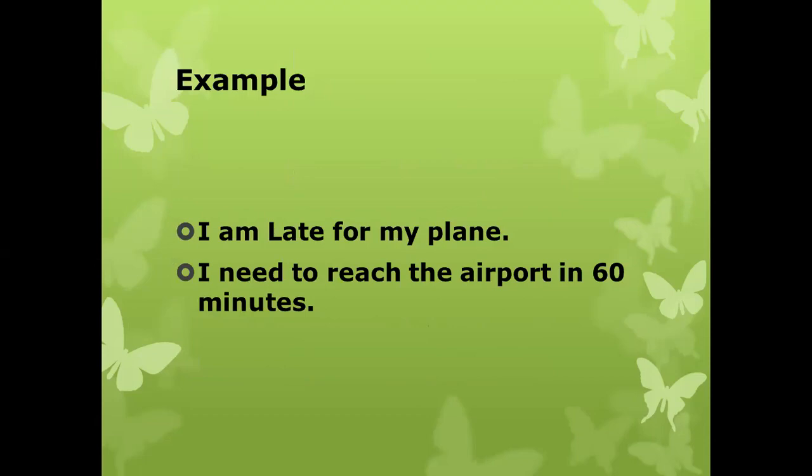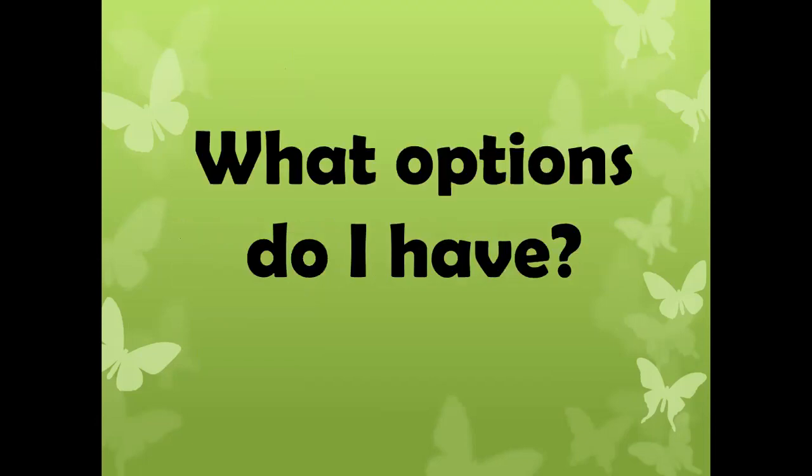I woke up late for my plane, and I need to reach the airport in 60 minutes or else I will miss my plane. So I have 4 means of transport. But I don't know exactly when those transports will get me there on time. So I have a time range for each of them. Each of them will get me to the airport in this range. What options do I have?